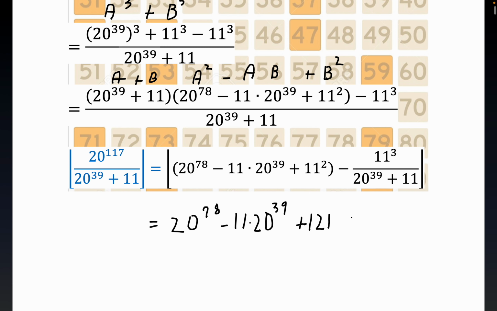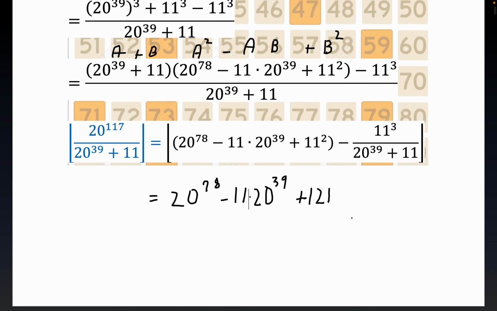Now we're going to have plus the floor of a negative number, a large negative number. Remember, a large negative number here is the one closer to 0. Think about absolute value, I guess. Oops, that's 11 cubed. And then down here you have some large number, 20 to the 39 plus 11. That doesn't make much difference, does it? 20 to the 39 plus 11.